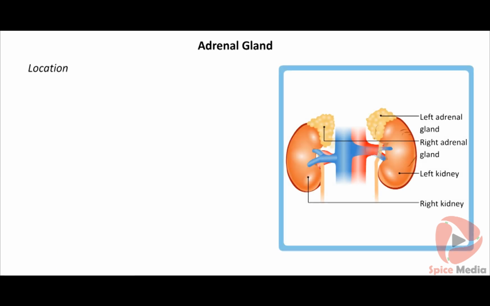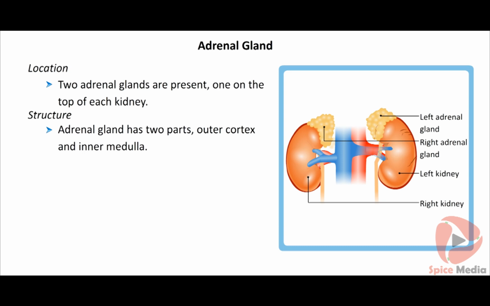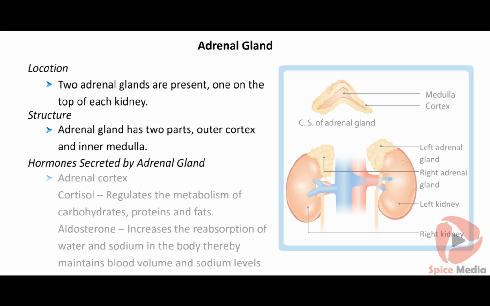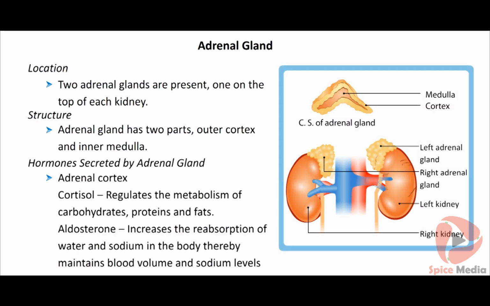A pair of adrenal glands is present on top of each of the kidney. They look like a cap on the kidney. Cross-section of the adrenal glands show two distinct parts. They are the outer cortex and the inner medulla. Adrenal cortex secretes two hormones, cortisol and aldosterone.